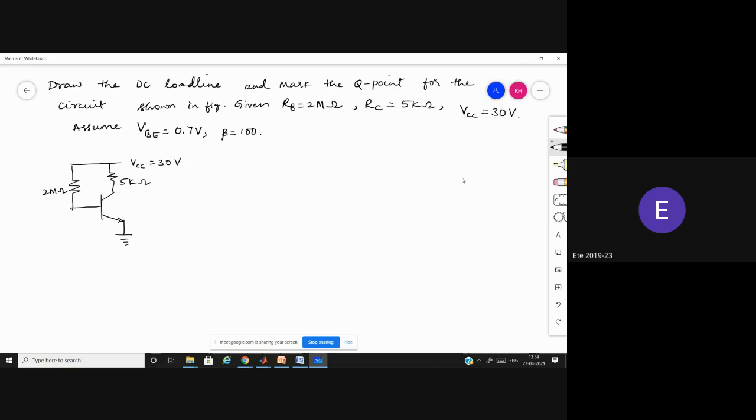Okay, so first part of the problem is we need to find the ICQ and VCEQ, that is quiescent collector current and quiescent collector to emitter voltage. That can be done by taking the case 1, considering the base circuit. So apply the KVL. What type of transistor we are using in this? NPN, sir.